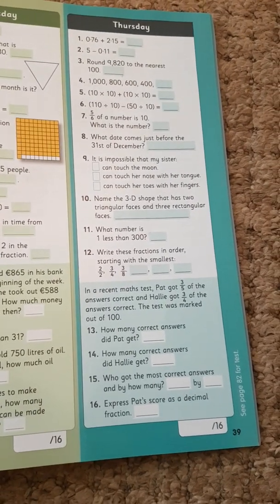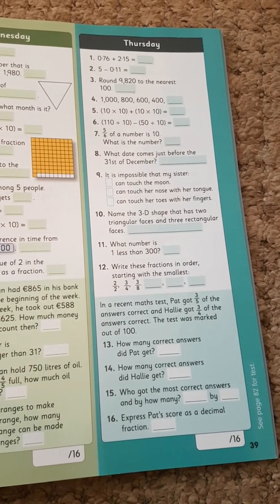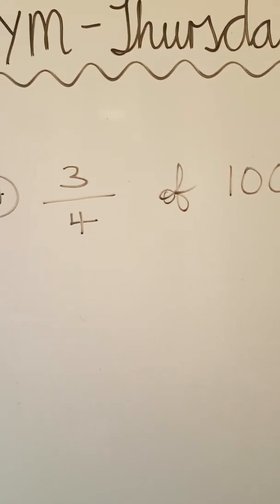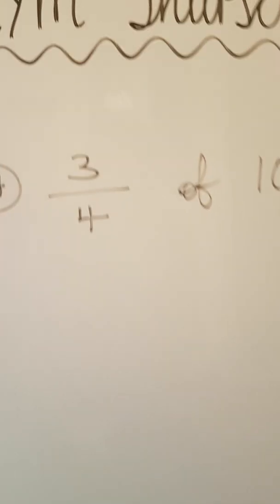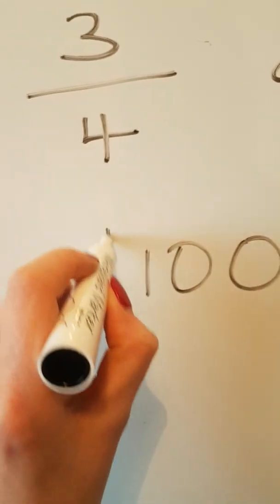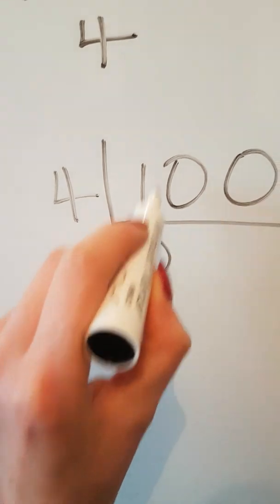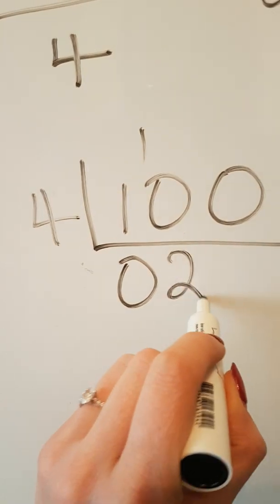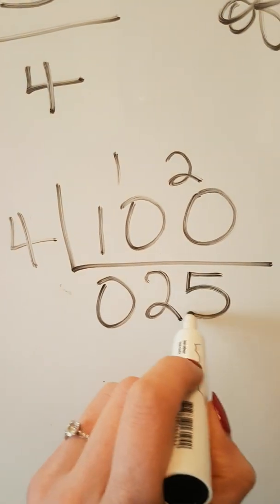So the next thing we're asked to do is find how many correct answers Hallie got. Now she got 3/4 correct. So basically what we need to do is find 3/4 of 100. So remember, when I'm finding a fraction of a number, I divide by the bottom and multiply by the top. So the first step is divide 4 into 100. You might be able to do this in your head, but I'm going to work it out. So 4 into 1 doesn't go. Bring over my 1. Now it's 4 into 10, and that goes 2 times, and there'd be 2 left over. And then 4 into 20 goes 5 times.